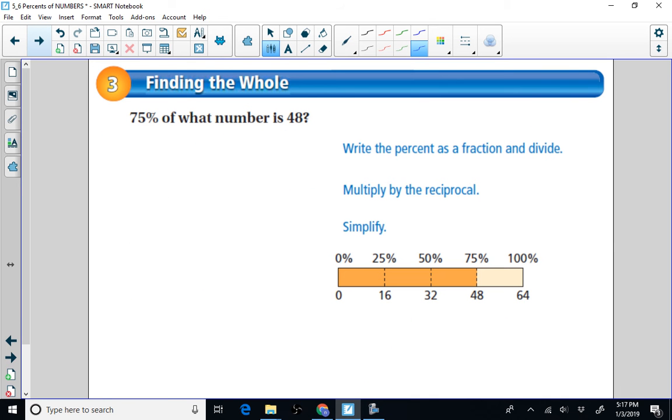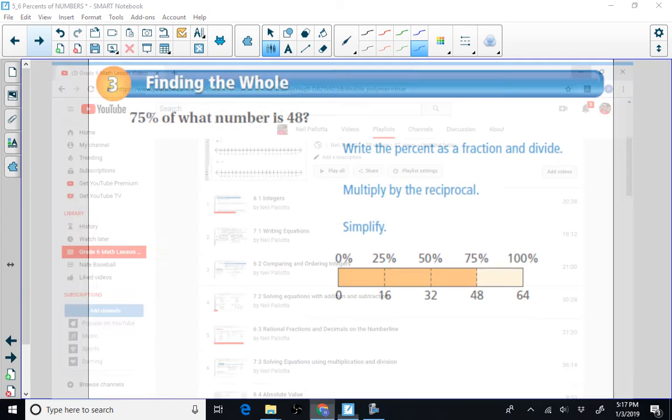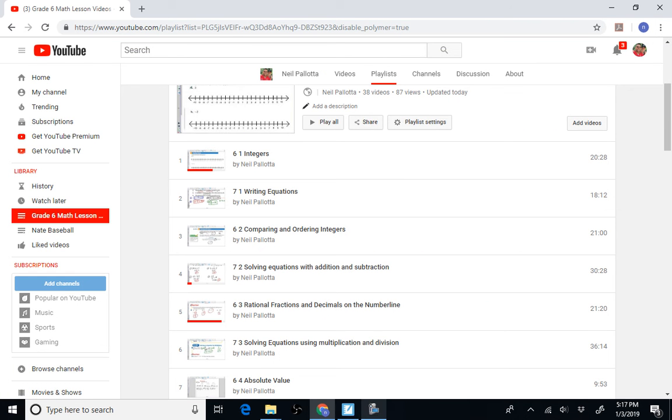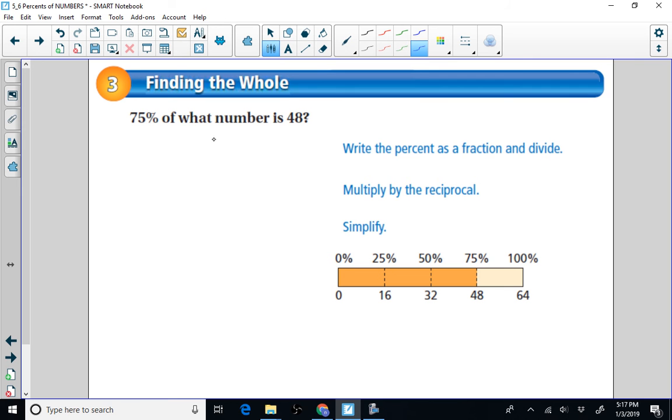Let's take a look at our next example. We want to be able to find the whole. We have 75% of what number is 48. So I start with my 75 over 100. The word of means multiply. The phrase what number will always be our variable. Is an equal sign, and then 48. Now, I'm going to rewrite 75 over 100 because we need to know the simplest form of 75 over 100, which is 3/4. So that's 3/4 times n is equal to 48.